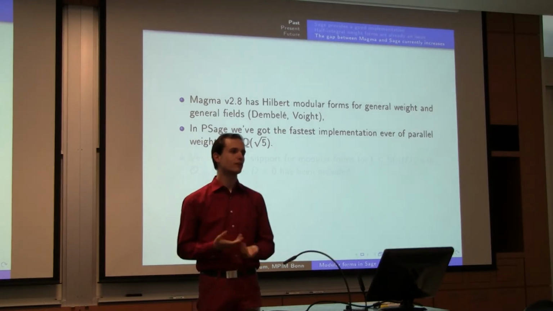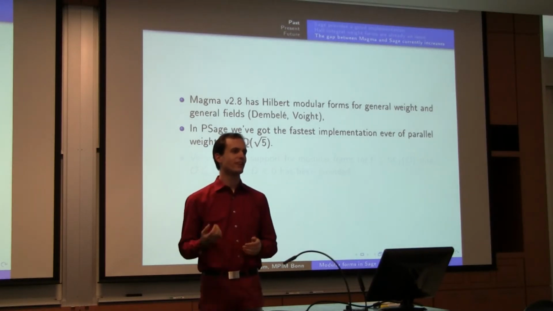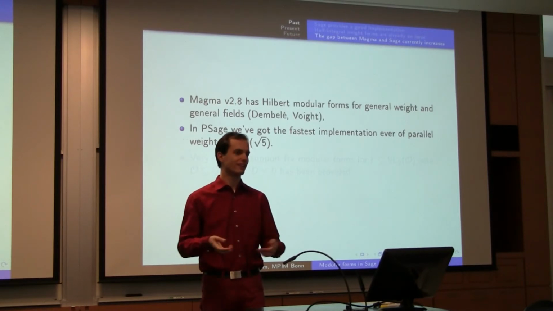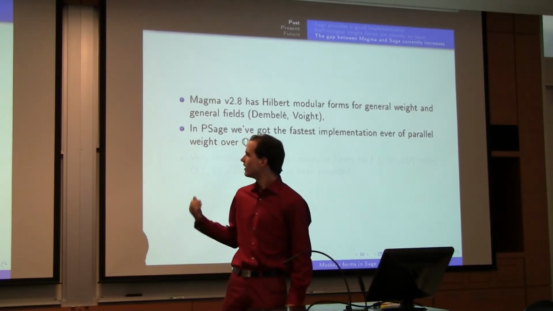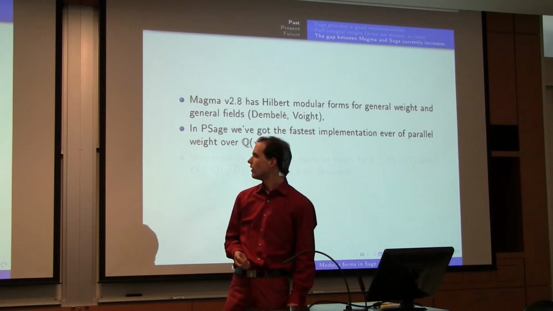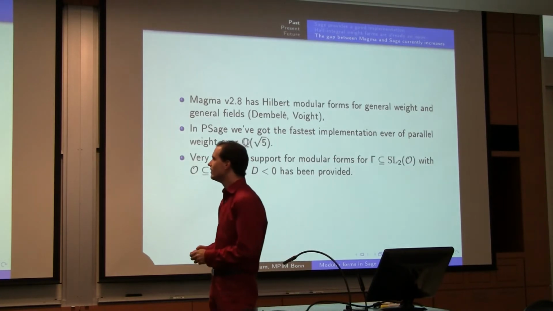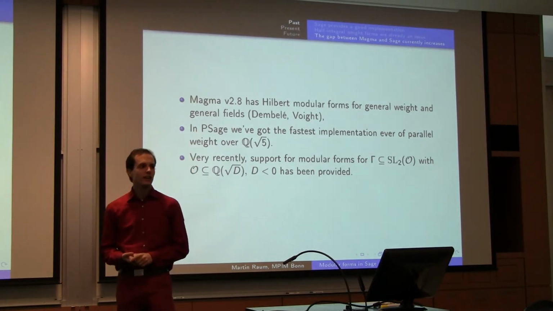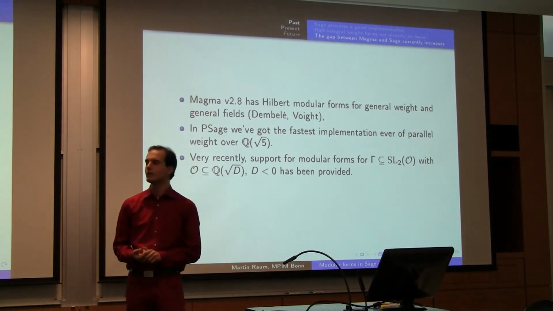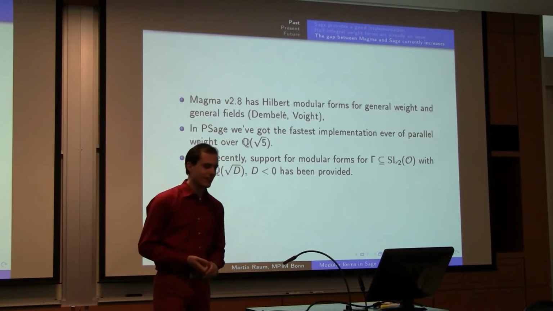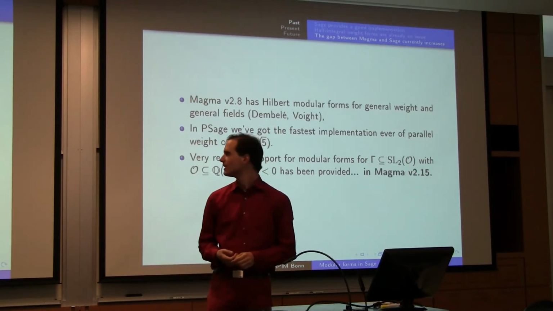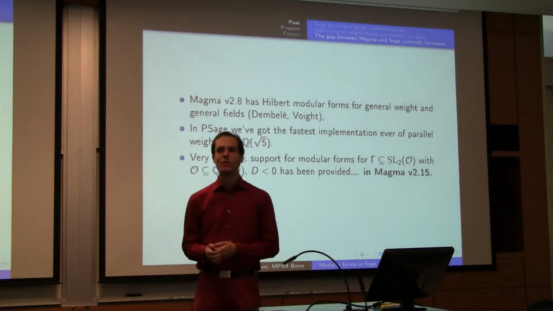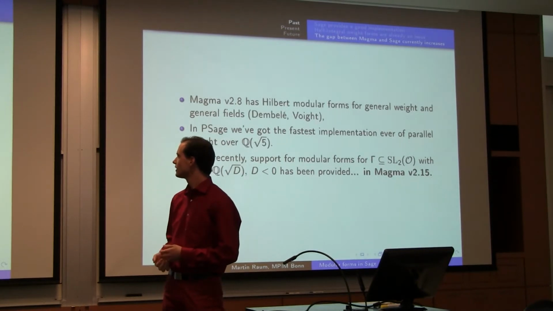I mean, most people will not first take square root 5, or, well, they want to do more, though that's certainly also one of those things that could have been done. And then, very recently, support for imaginary quadratic fields has been provided, but the bad point is that it's not in Sage, but it's in Magma. So we would like to have something like that also.